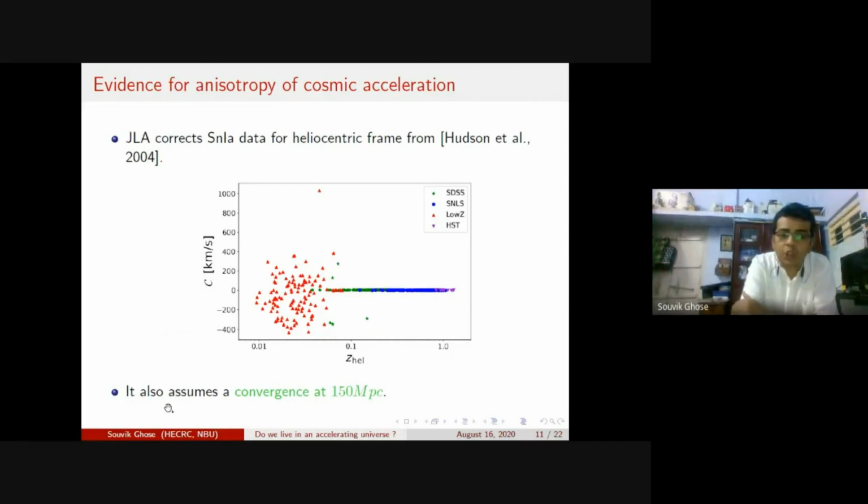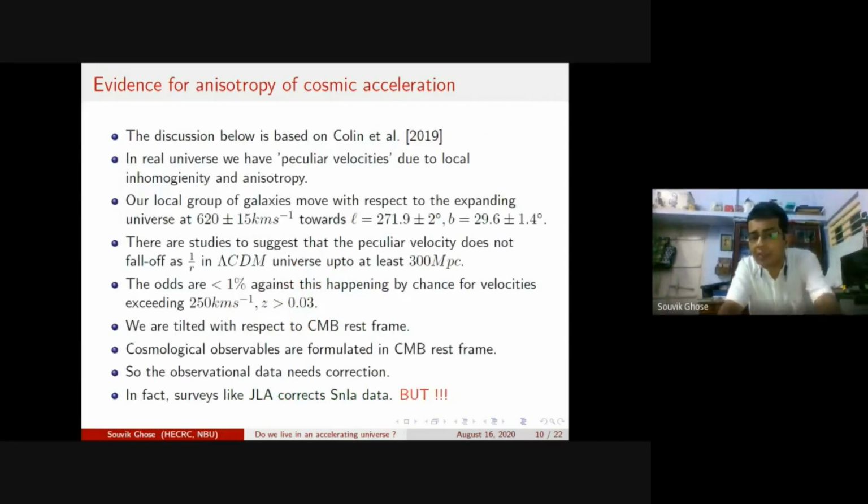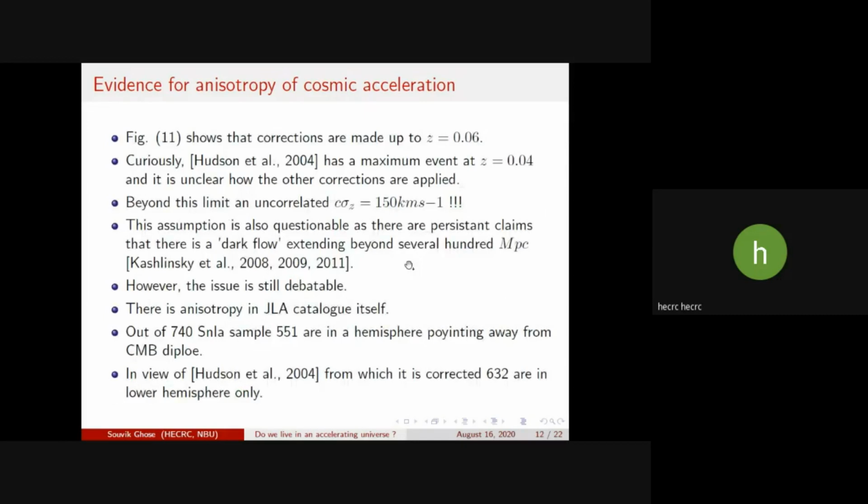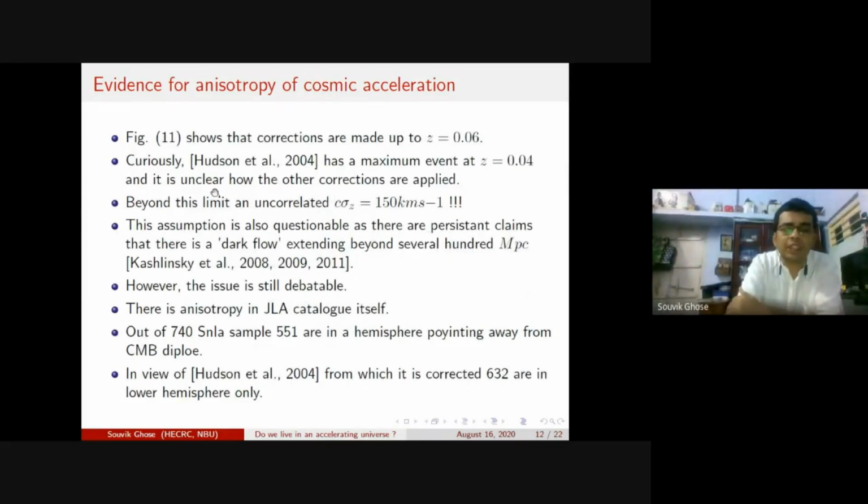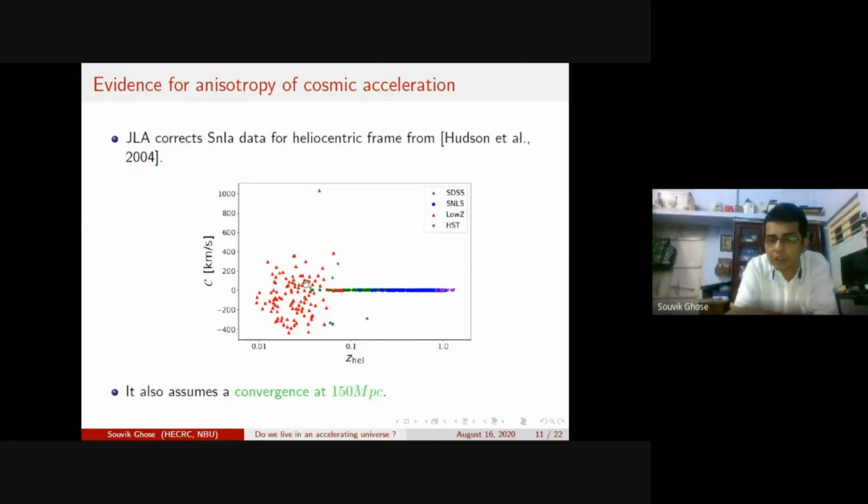So they actually assume the convergence at 150 megaparsec. But remember, we have evidence. There are studies, maybe they are debatable, but there are studies confirming that there are peculiar velocities not falling off up to at least 300 megaparsec. This figure shows that the corrections are made up to z equal to 0.06, mostly 0.06. Then there are some stray corrections, but mostly up to this point, 0.06. Then the data converge.